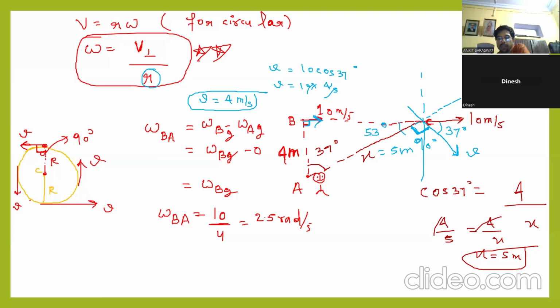But in this question, this particle is moving like this. At point C, once it reaches point C, it has velocity 10 meter per second. Clear? Okay, sir. Then I want the angular velocity at C. If you join A to C, this will be R. That I have solved, that is 5 meter. Clear?